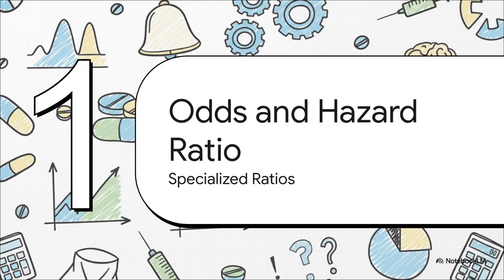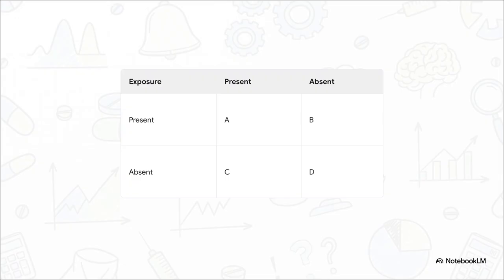Odds ratio and hazard ratio, specialized ratios. Next up, we shift from simple risk to specialized ratios. These are often used in retrospective studies and time-to-event analyses on the NAPLEX. When you have a retrospective case control study, you can't calculate regular risk, right? Because the outcome has already happened. Instead, we use the odds ratio, or OR.